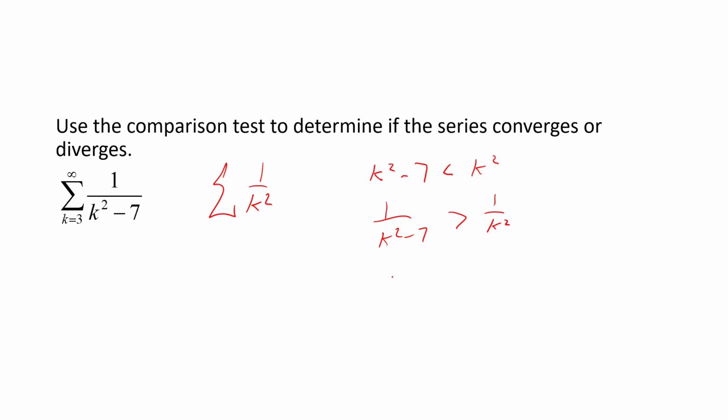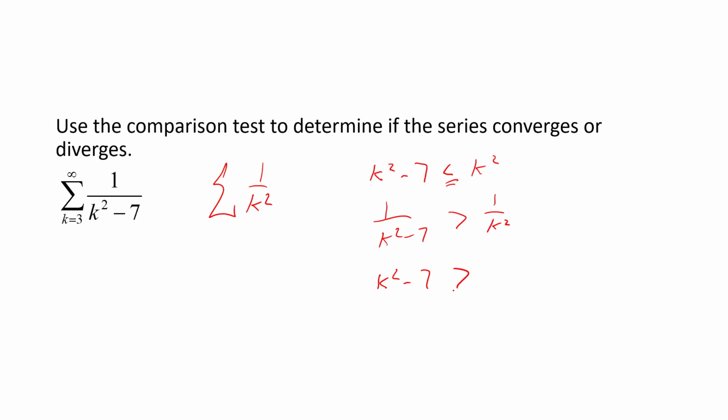I was trying to walk you through how we could go around this, but ultimately the lesson that we should have gotten out of this video is that the limit comparison test is easier to apply. But let me go through the question anyway, right? So we have k squared minus 7, and we see that we don't want this less than. We want it to be greater than, right?